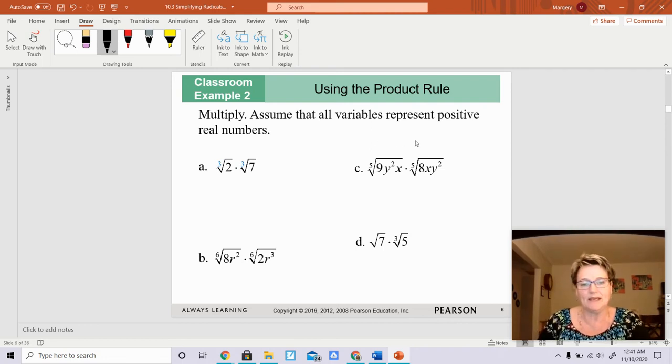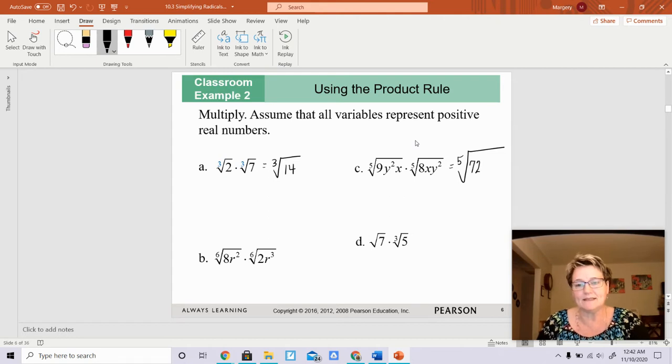Now on this problem here, they're both cube roots. So it's going to be the cube root of 2 times 7, which is 14. And you cannot reduce the cube root of 14. Same thing here. It's going to end up being the fifth root. 9 times 8 is 72.